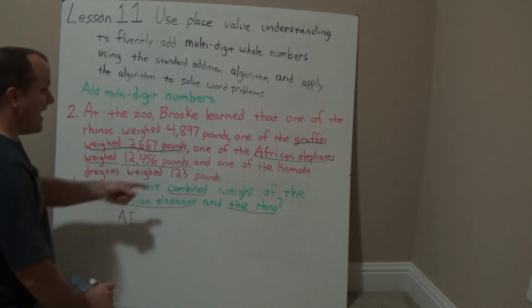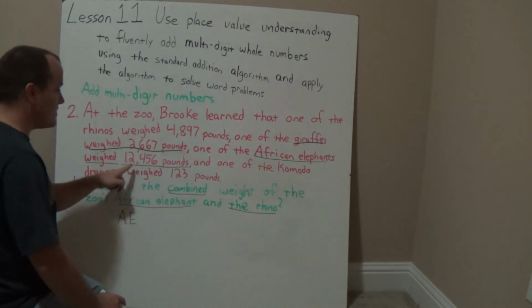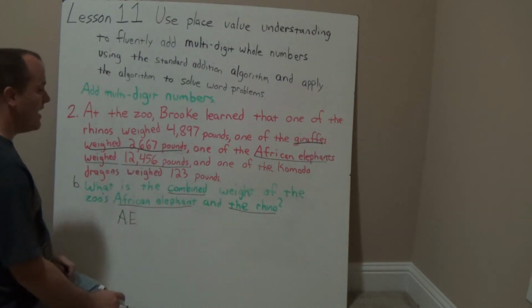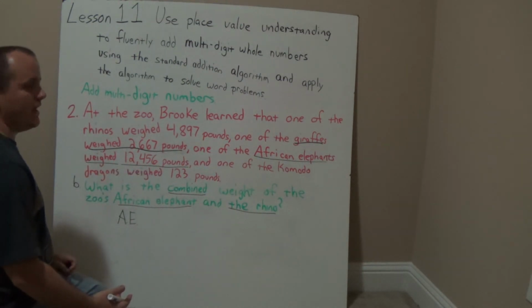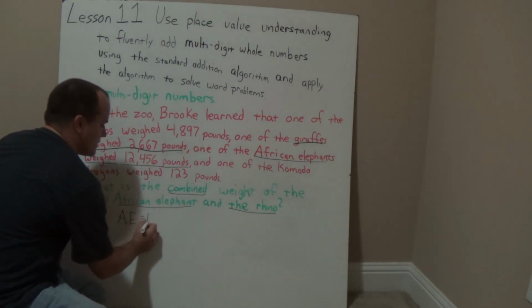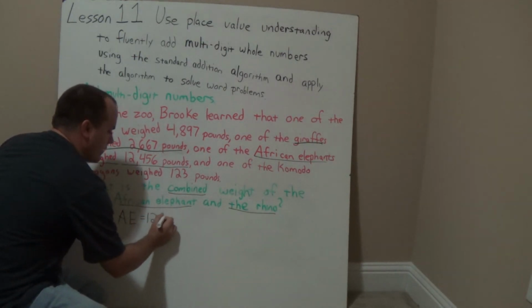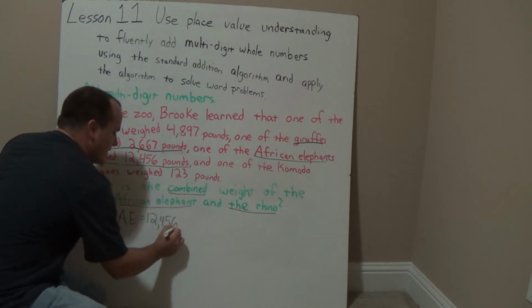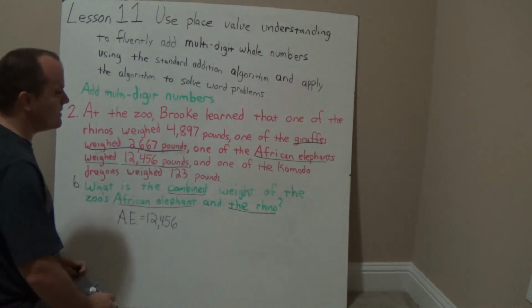African elephant. And I remember that the African elephant weighed 12,456 pounds. I already underlined that from question A. I'm just using that information again. So I'm going to rewrite on question letter B, 12,456, and that's going to stand for my African elephant's weight.